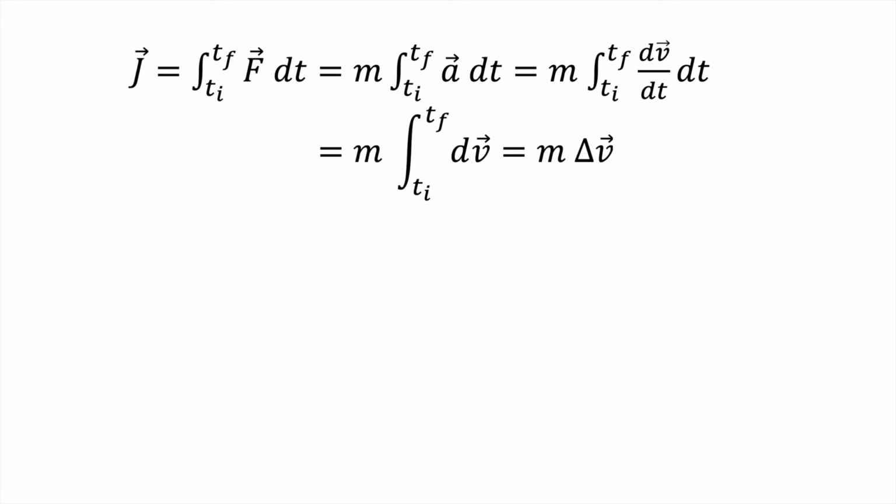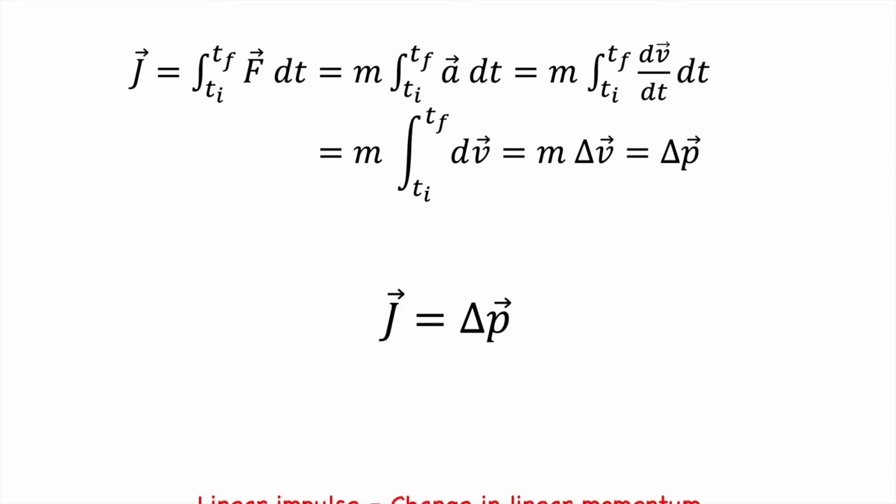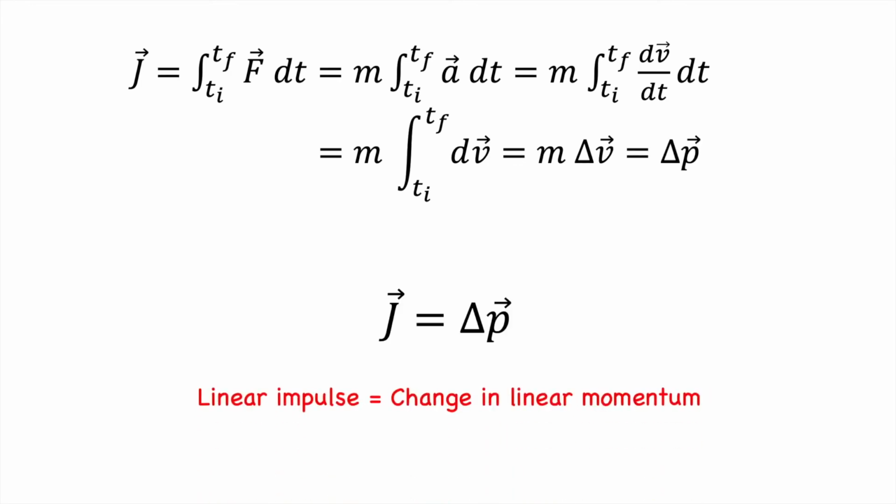Now, the product of the mass and the velocity is called linear momentum. Therefore, the linear impulse of an object is namely the object's change in linear momentum.